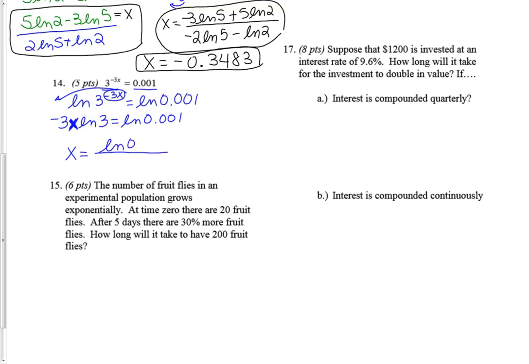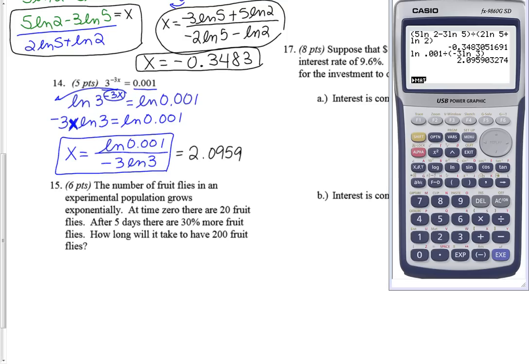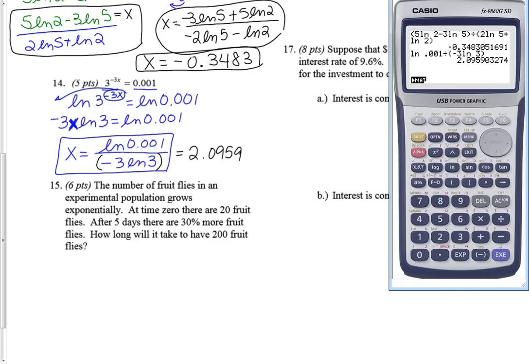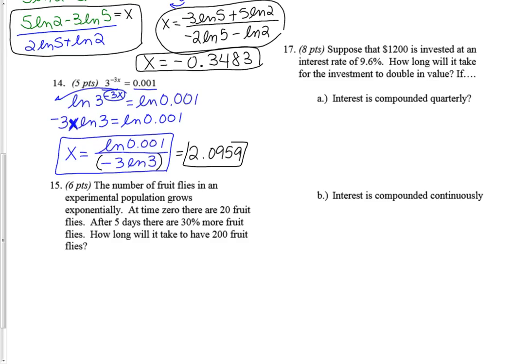To get this x by itself, I need to divide by the numbers that are with it. So on the right, I had my natural log, and I'm going to divide by the negative 3 and the ln of 3. I need to divide by all of those. So this is a fine answer. We also need to give a decimal equivalent. So if I type this into my calculator, making sure I put the whole bottom in parentheses, I have 2.0959. So that would be my decimal version of this answer.